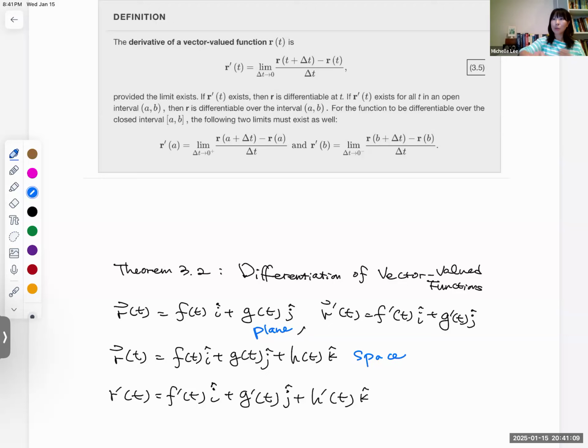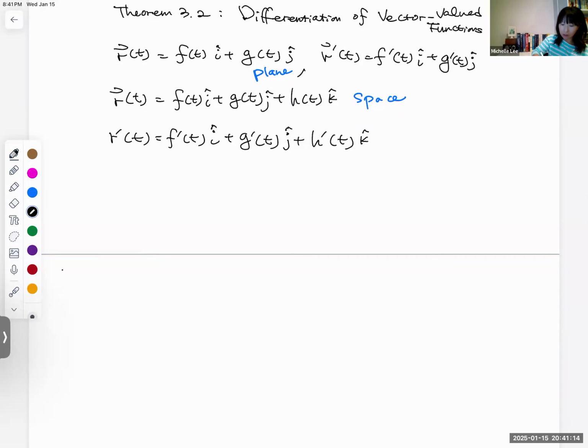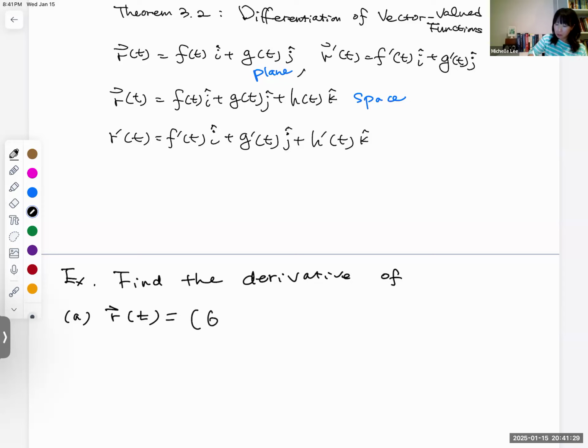Okay, let's do this one. Find the derivative of the first one. Oh, the iPad is slow, so I need to come back. Okay, after that, I'm going to restart the iPad.